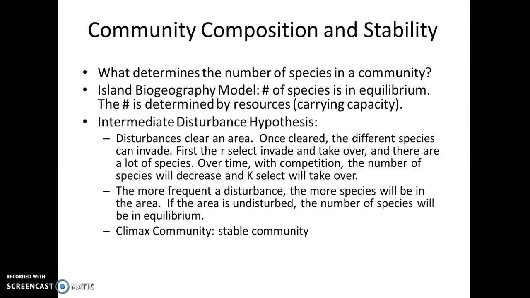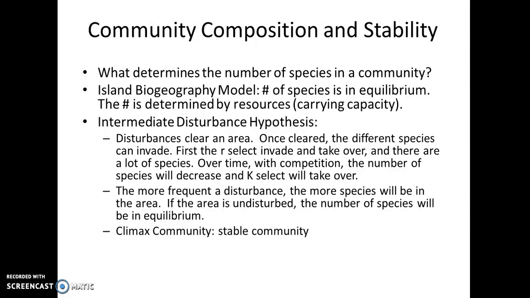Community composition and stability. So what determines the number of species in a community? Well, the island biogeography model says that the number of species is in equilibrium, and the number is determined by the resources or the carrying capacity of the environment. Now we have the intermediate disturbance hypothesis, which states that disturbances clear an area, and once cleared, the different species can invade. First, the r-selected species invade and take over, and then there are a lot of species, a lot of diversity there. But over time, with competition, the number of species will decrease, and the K-selected species will take over.